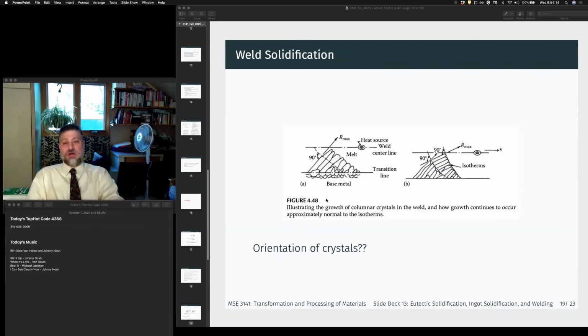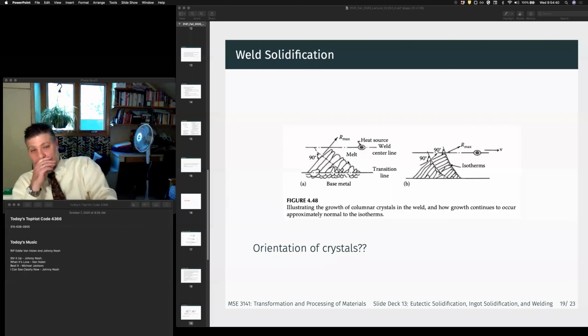So we have the same type of columnar growth here, except now we don't have long dendrites, right? We have more of a planar growth front, so we don't have a distinct sort of mushy zone out front here. But we do have a thermal gradient that changes with time, right?